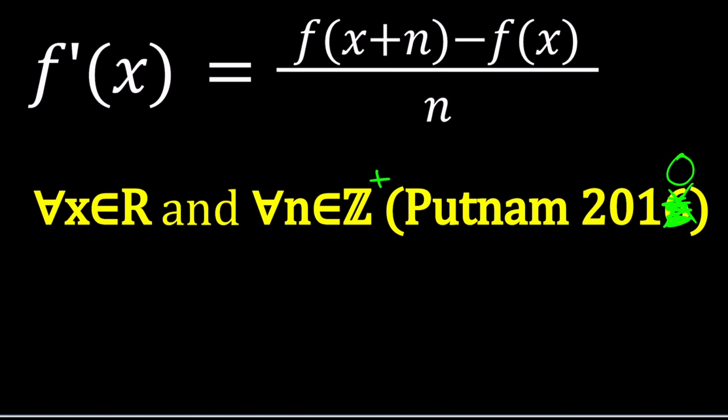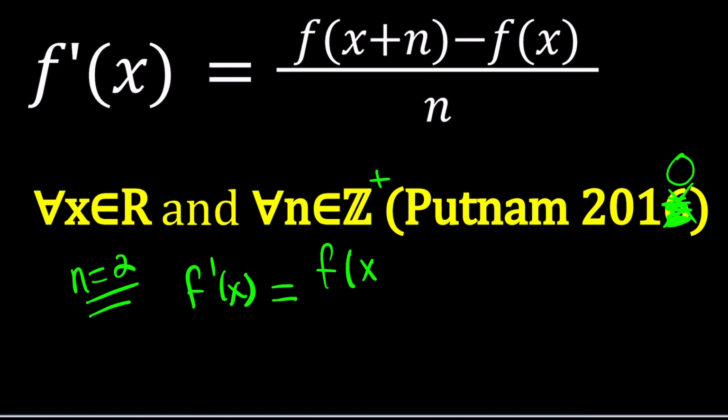Let's go ahead and replace n with 2 first. Since n is a positive integer, we have the freedom to choose whatever we like. Obviously, you wouldn't choose 1 million or even 4, 5, 6, 7, large values, because that's going to give you something messy. n equals 2 works well, and you'll see in a little bit why that's the case. If you replace n with 2, what happens on both sides? f prime of x is unchanged, and on the right-hand side, you get f of x plus 2 minus f of x, divided by 2, which is interesting, right?